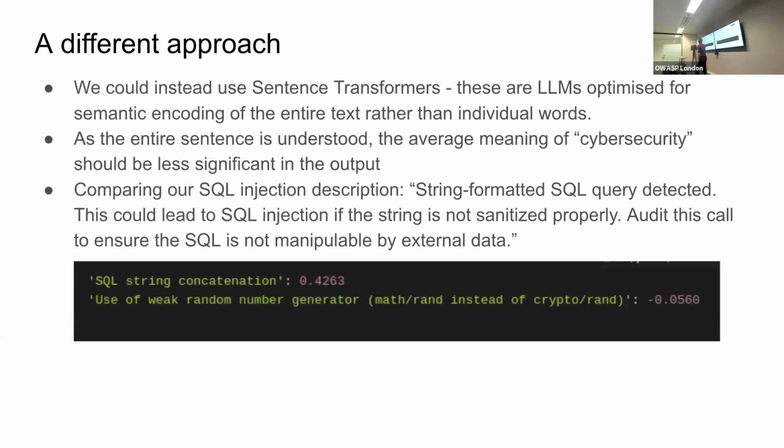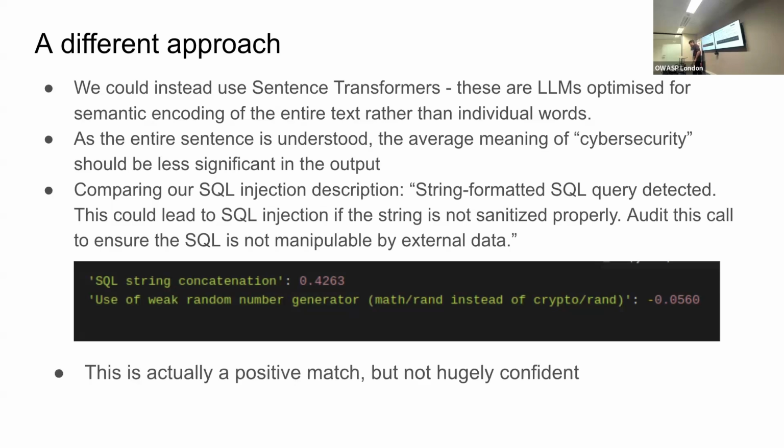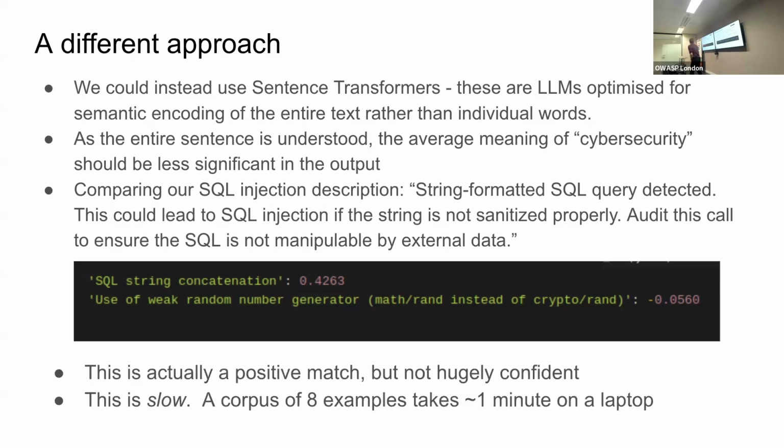And here, compared to the short one, 0.4. It's not great. It's not particularly confident. But the use of the weak random number generator, the unrelated one, is minus 0.5. So this is a lot better, and it's a lot more in the right direction. But this has a really big downside of that. It's not confident.